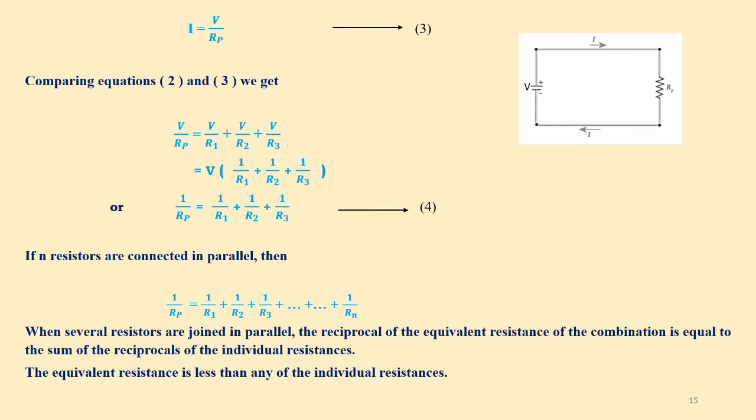If n resistors are connected in parallel, then 1 by Rp will be equal to 1 by R1 plus 1 by R2 plus 1 by R3 up to the last term 1 by Rn. When several resistors are joined in parallel, the reciprocal of the equivalent resistance of the combination is equal to the sum of the reciprocals of the individual resistances. The equivalent resistance is less than any of the individual resistances.